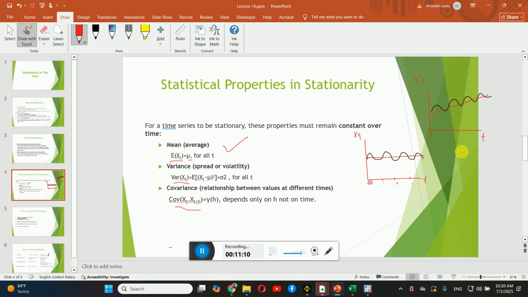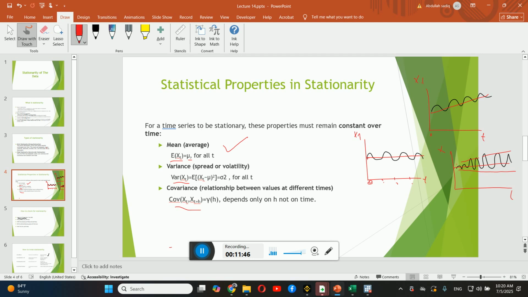Also, if you have a model like this, we have t and we have xt. But in this model, we have the same average value. The first assumption is met, but the variance is different. By the variance, we mean in the beginning the variance is small, but then it is getting bigger and bigger. So this is a situation where the variance is different.